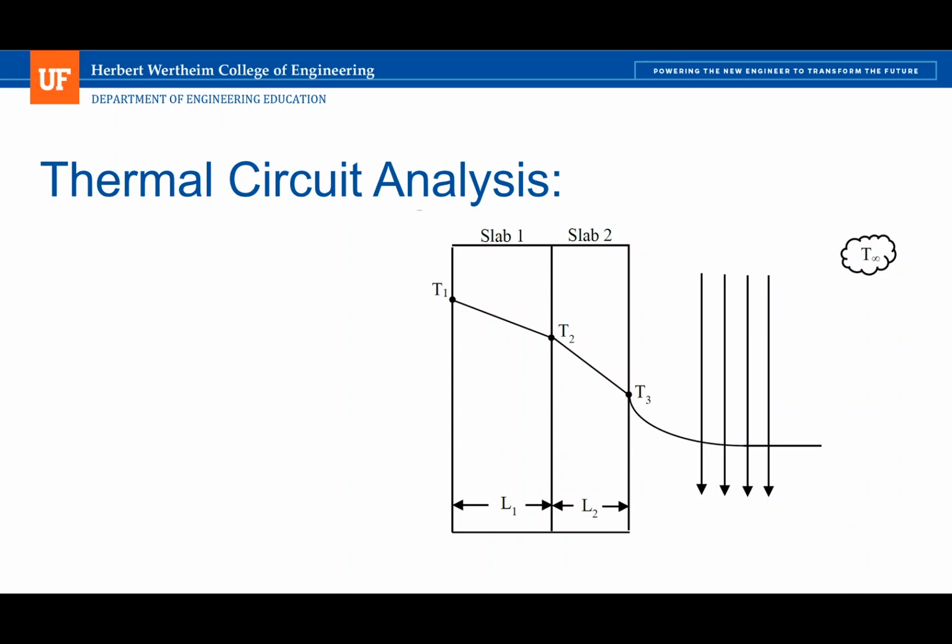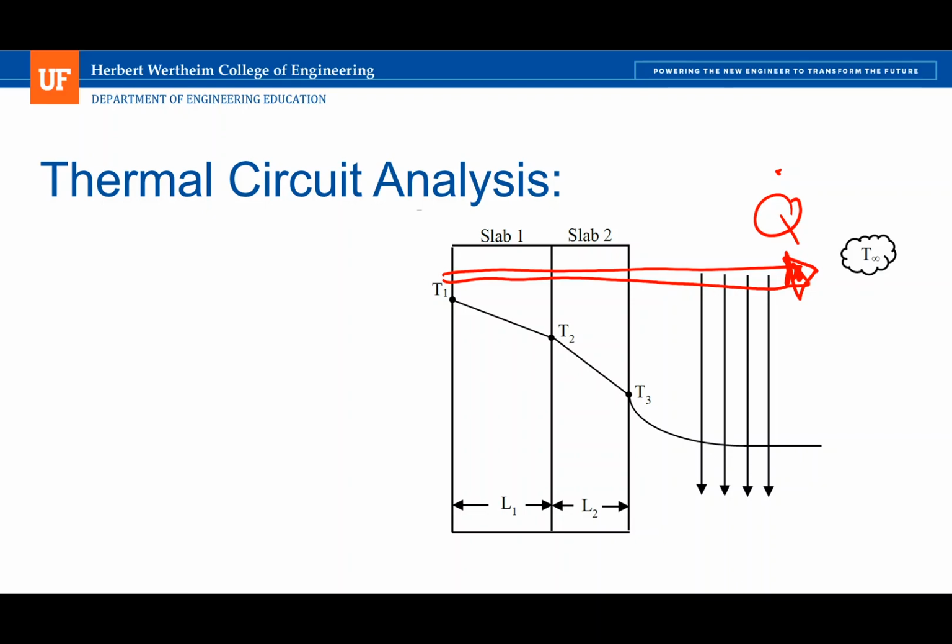So this particular problem here, you can see that the temperature T1 is the highest, T2 is a little bit lower, T3 is lower, and T infinity is the lowest temperature still. So what direction is heat transfer going in this problem? Left to right. Going in this direction, okay? So since I know my heat transfer is traveling in this direction, then I can set up all of my proper thermal circuit equations based on that orientation.